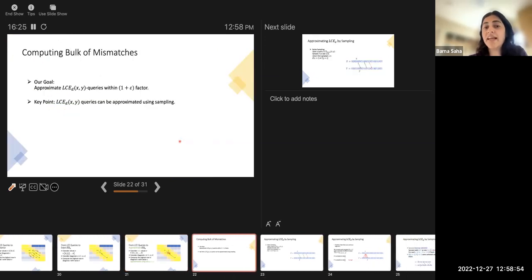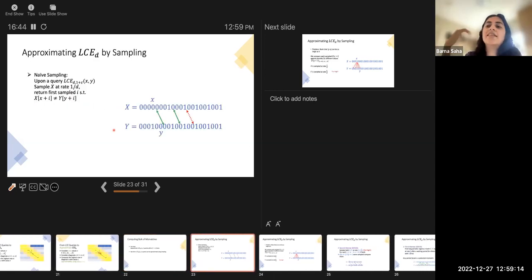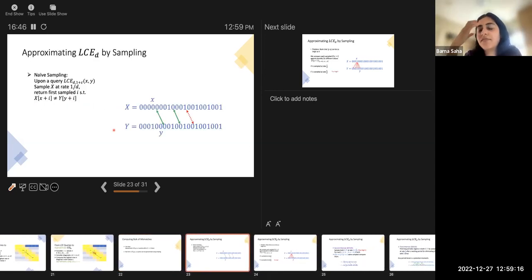So the main technical challenge is, how do you do approximate LCE_d queries, where d will be epsilon a, within a 1 plus epsilon factor very fast? To do so, we'll be using a sampling technique. So let's first look at some ideas for a sampling algorithm to compute approximate LCE_d queries.